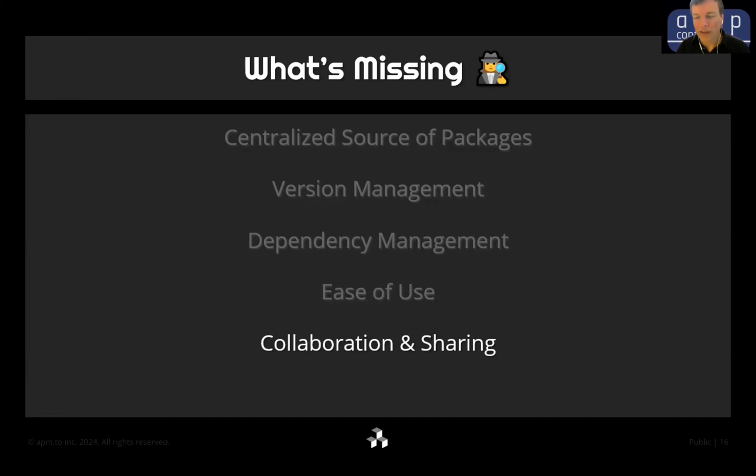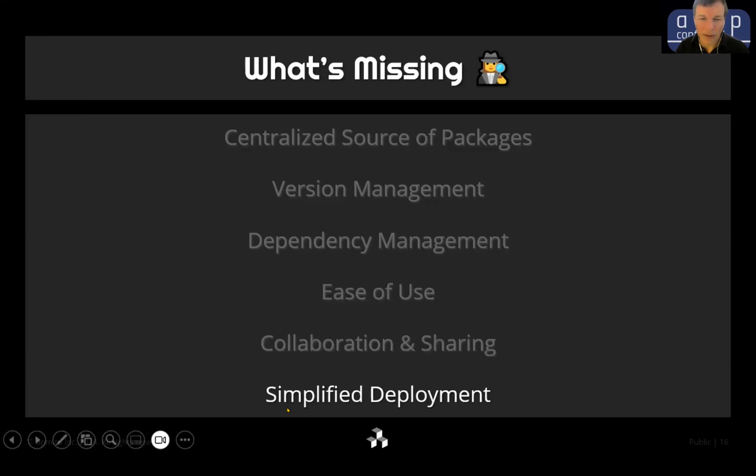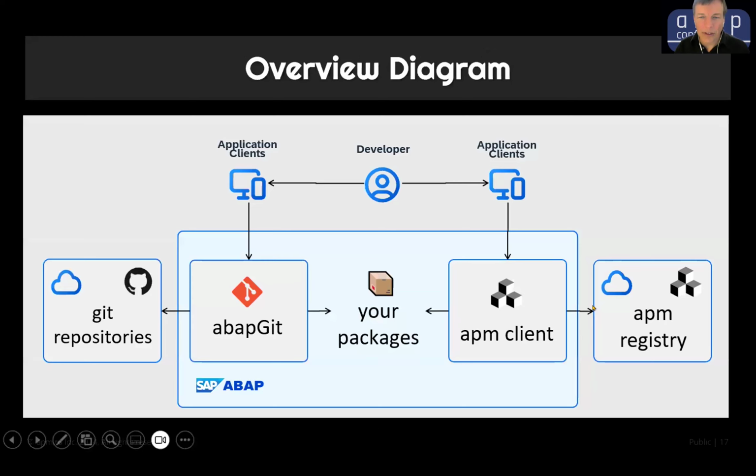I always have to go out and find the right package to see whether it's available, and then I can maybe bring it in with GitHub at the moment, with abapGit. All right, so we want to have this very simple.